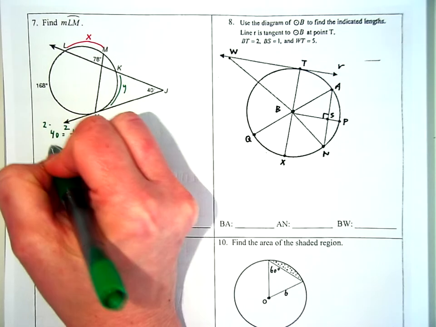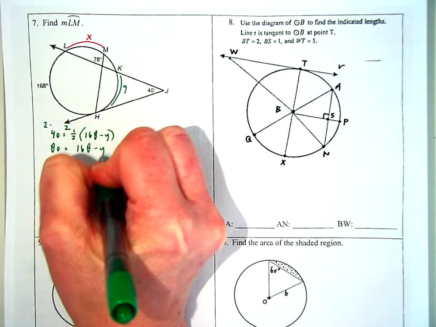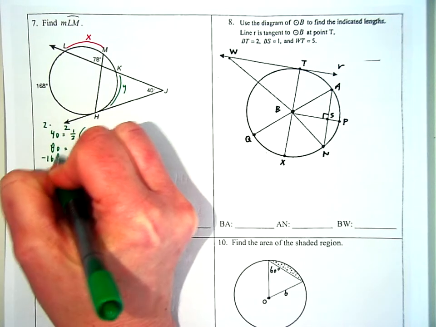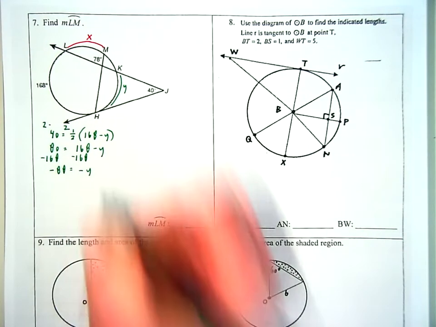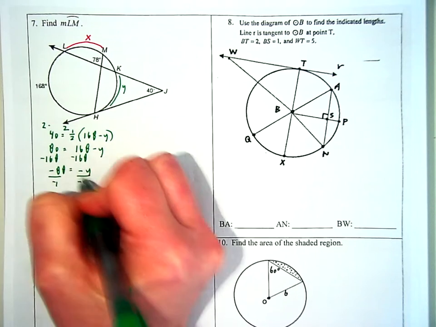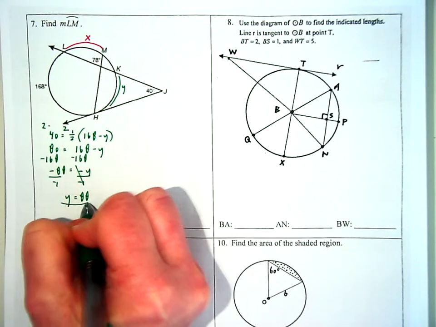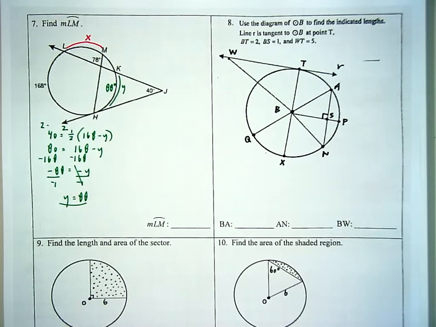Here I'm going to clear my fraction by multiplying each side by 2. So 80 is equal to 168 minus Y. I'm going to take away the 168 from each side, and I get negative 88 is equal to negative Y. Okay, I'm going to divide away the negative 1 from each side, and Y equals 88. Okay, but again, it's not what I needed. It's not what I asked for in the end.